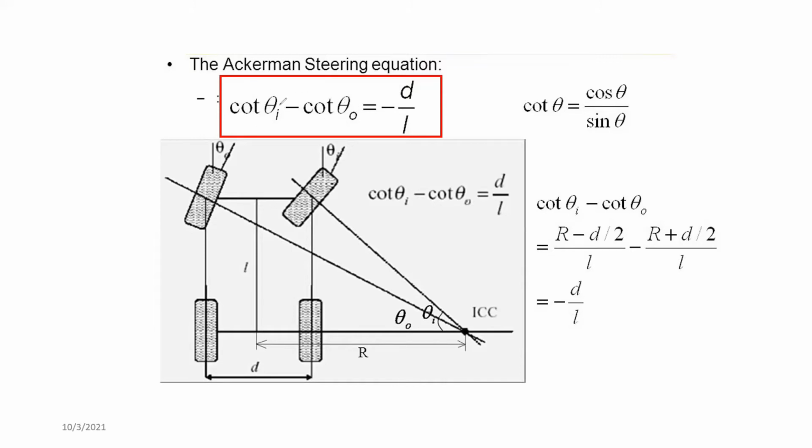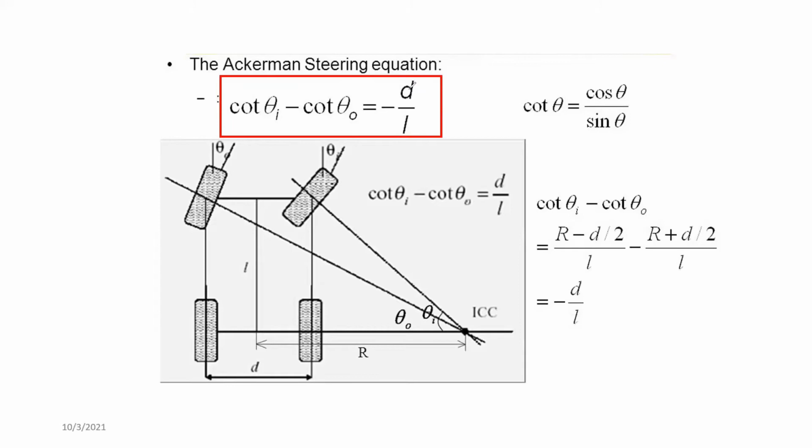That means the inside wheel. So this is theta I, and this is theta O. So outside wheel and inside wheel, right? This angle we call the steering angle, right? So this is the steering angle, and it's equal to minus d over L.